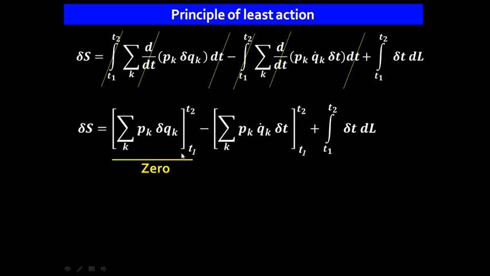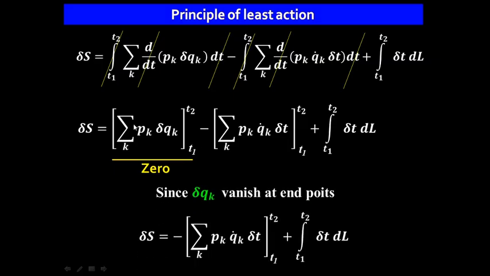We know that delta qk vanishes at the endpoints according to the variational principle. Delta qk vanishes at the endpoints t1 to t2. So since delta qk vanishes at the endpoints, this first term will be 0. Now we are left with these two terms, minus of this plus this term.